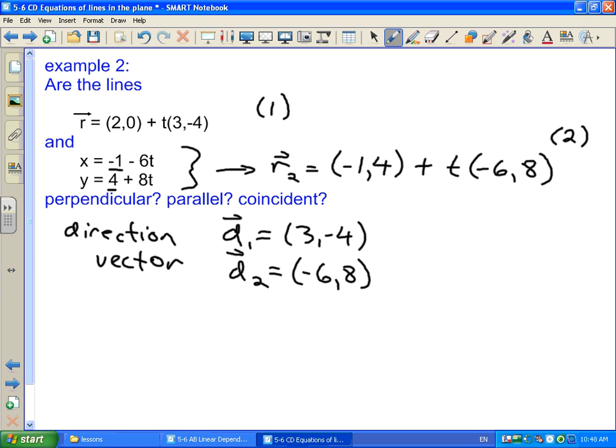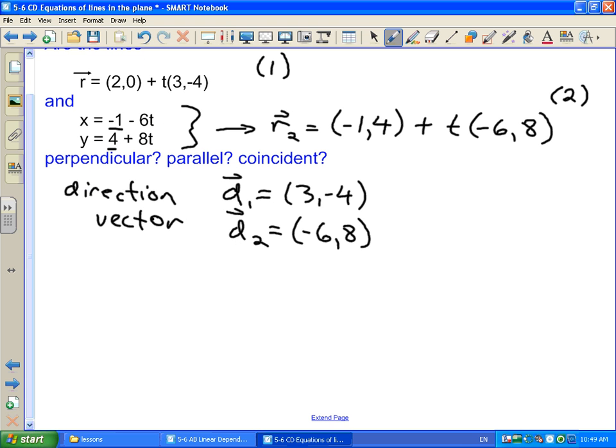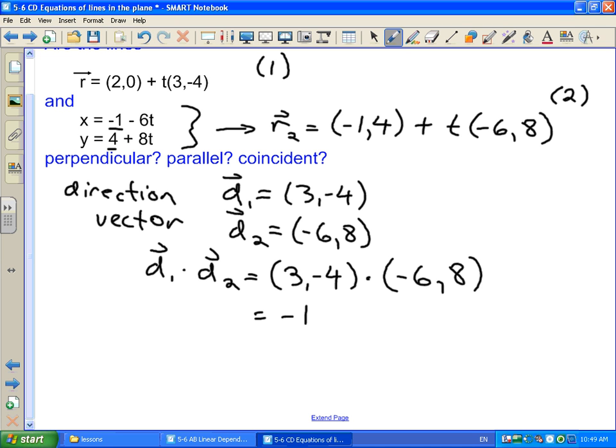So how can we check to see if these two direction vectors are perpendicular to each other? What do we need to check to see if two vectors are perpendicular? Arjun: Let's check their dot product. So let's do d1 dot d2, which is going to be 3, negative 4 dotted with negative 6, 8, which is going to be negative 18 minus 32.